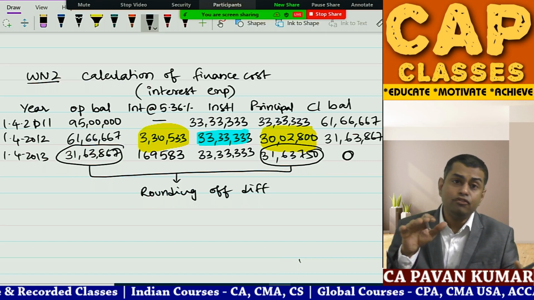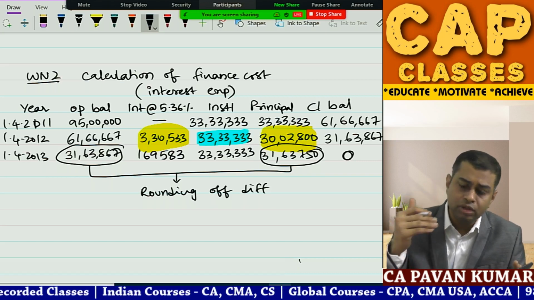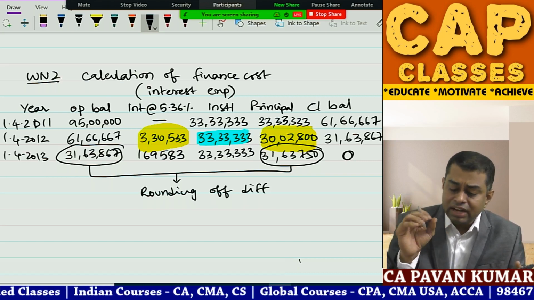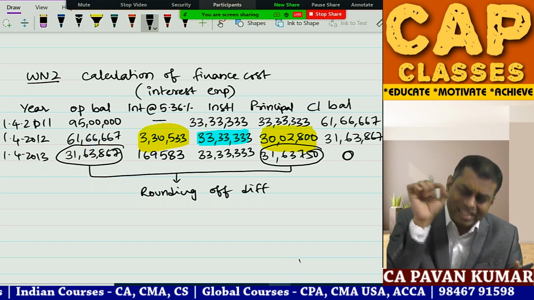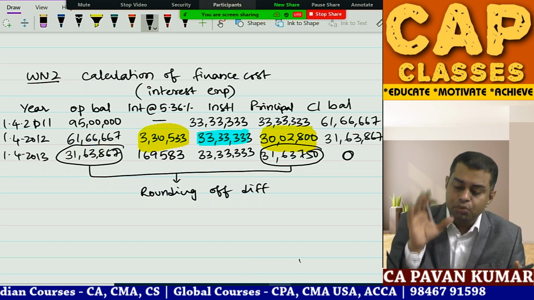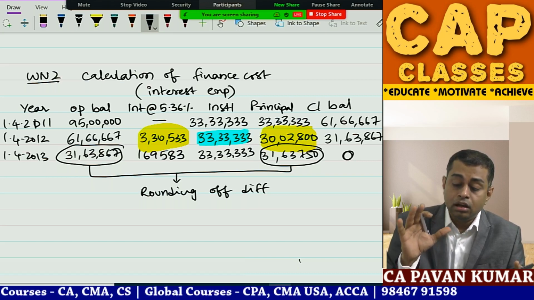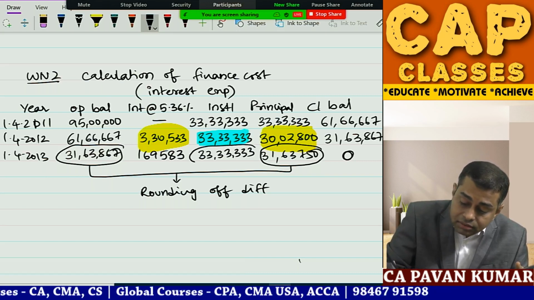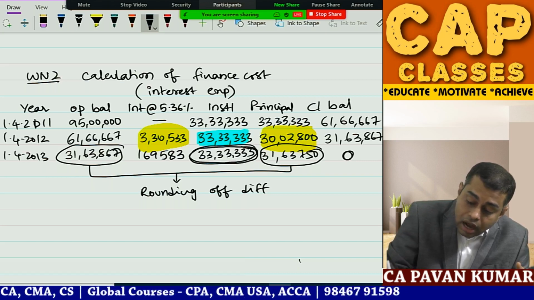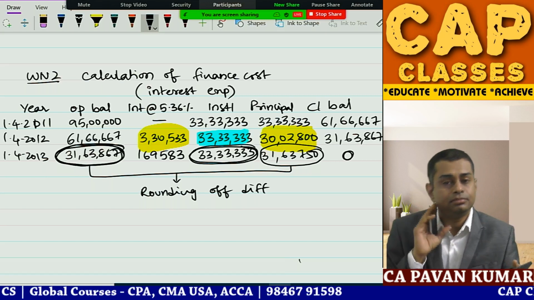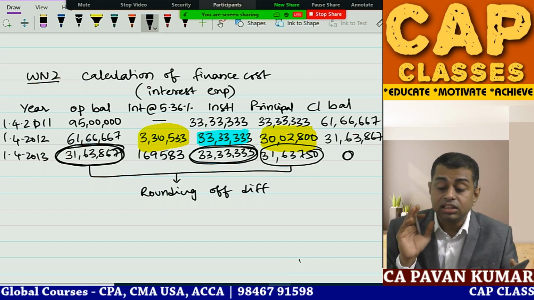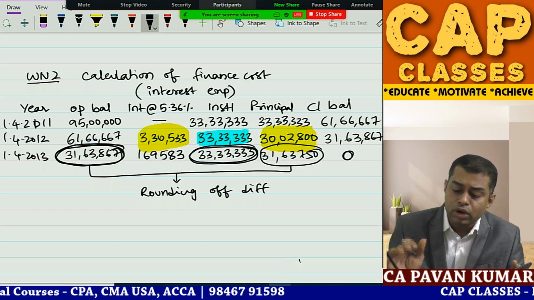So one better way of doing this is, even in the ICAI study material they have done the same thing and they have shown the difference. So there is some 100 rupees odd difference. But the best thing we can do is, installment, you know this, outstanding, you know this. So write interest as the balancing figure. Then 0 will come and there will be no rounding difference also.